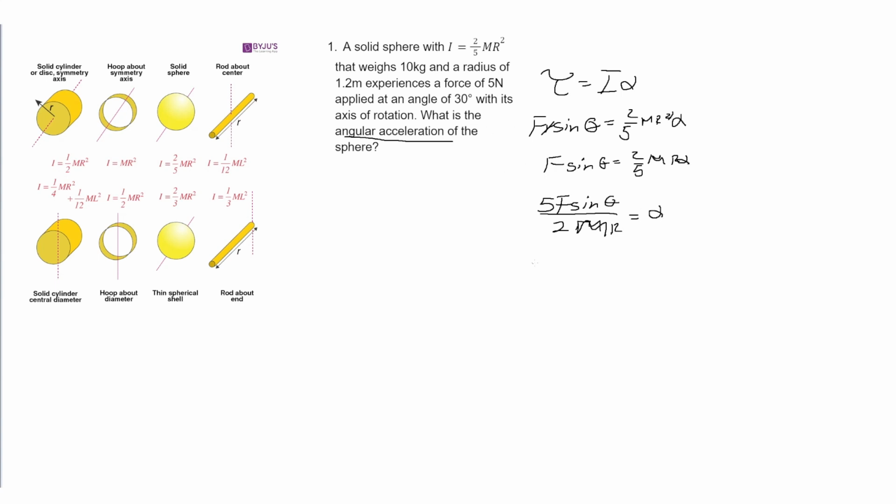So now we just have to plug everything in. We'll have 5 times 5 sine 30 over 2 times m, which is 10, times 1.2, which is r. So we'll have 25 sine 30 over 20 times 1.2. When we put that in our calculator, we're going to get that the angular acceleration is going to equal 0.521 radians per second squared.